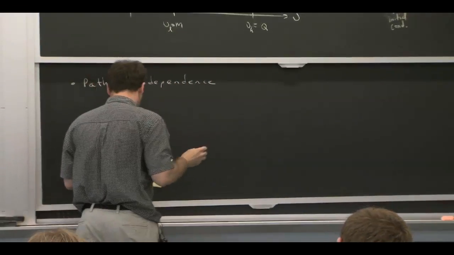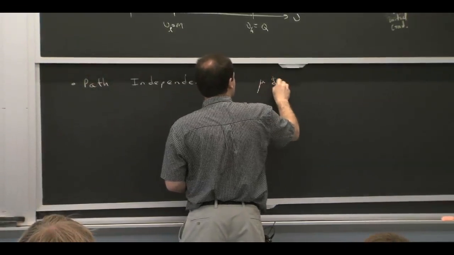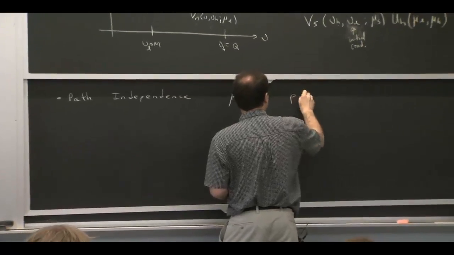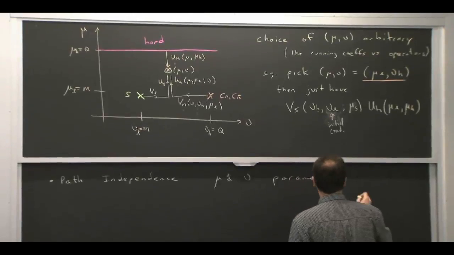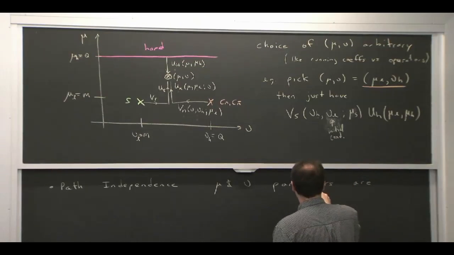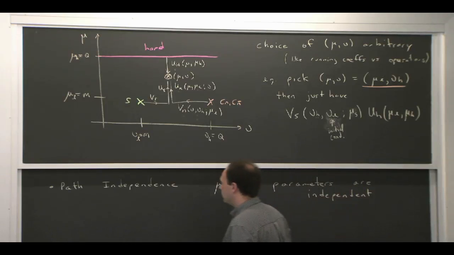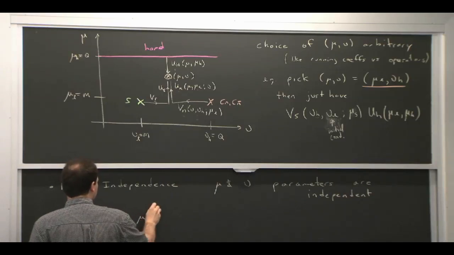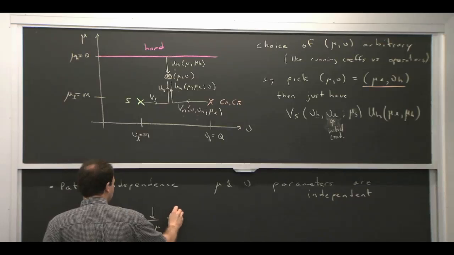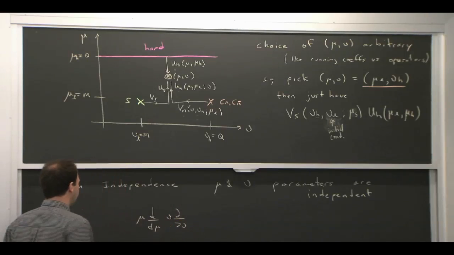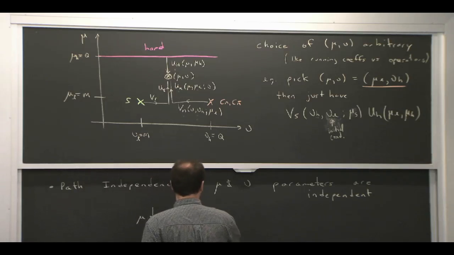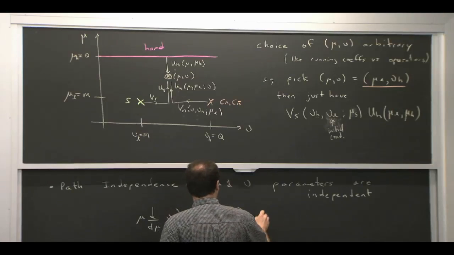We'll see that from our calculations as well in a minute when I write down the anomalous dimensions. But this just follows from the fact that they're independent parameters. Effectively, if you think about taking derivatives, you can switch the order of the derivatives. So mu d/d nu and nu d/d mu is the same as nu d/d mu, mu d/d nu. Okay.